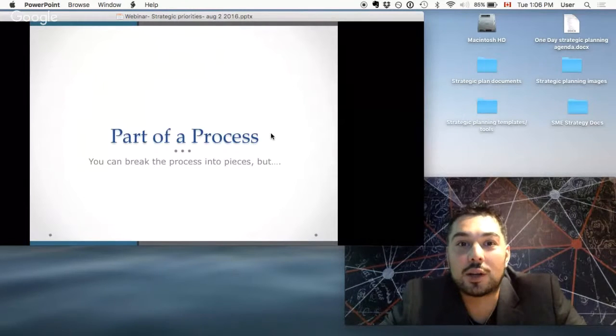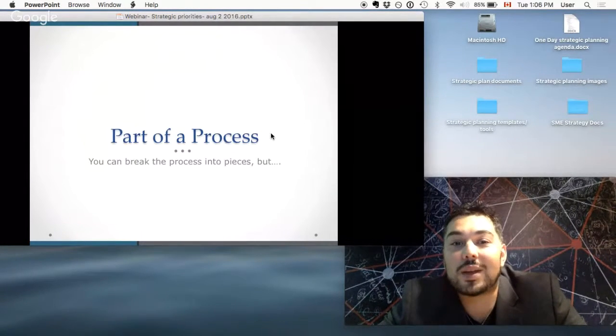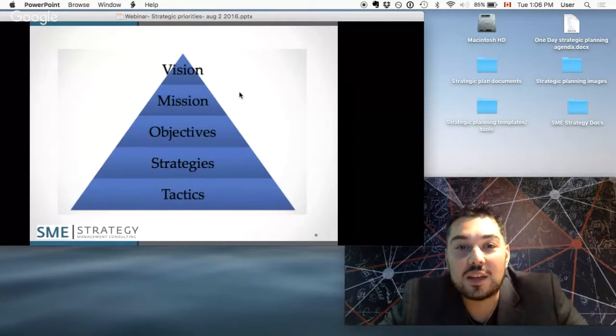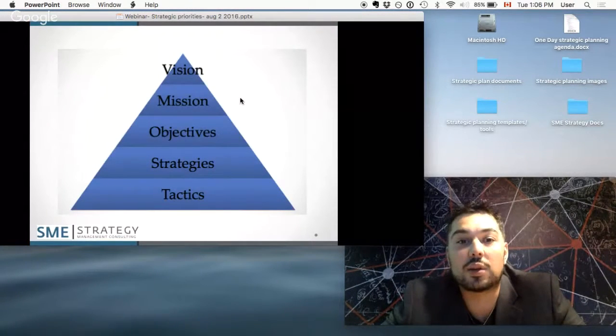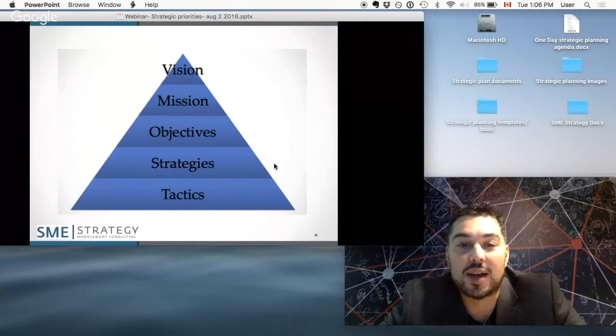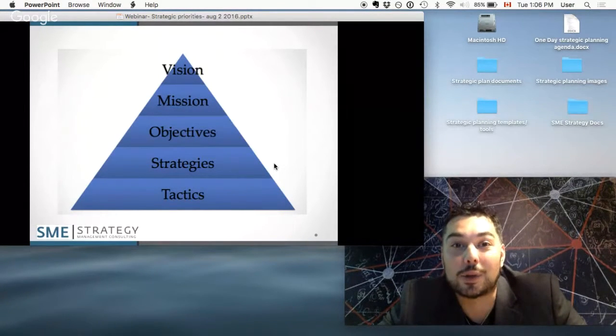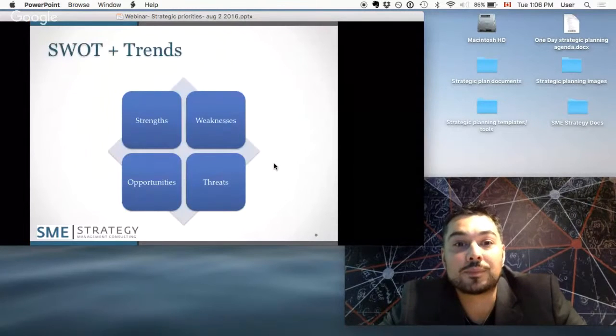So, like I mentioned, strategic priorities are part of a process. You can break them into pieces, but if it's not aligned with your vision, it's not aligned with your mission, and it doesn't make sense with your strategies and tactics, it's not going to be implemented as effectively as possible. What does that mean? It means that it's going to cost you more time, more money, more energy, and more stress if you don't do it properly as part of a complete system and as part of a complete strategic planning process. The process is there for a reason.